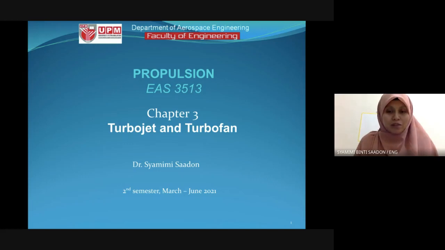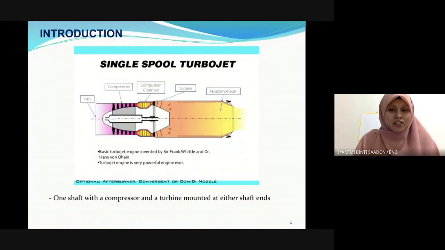Okay, so now chapter 3, we are still going to look into turbojet and turbofan engine, but more into detail of this engine, the process, etc. So this chapter is going to be about turbojet and turbofan engine. Okay, so introduction again. I have introduced to you before the turbojet engine, but in this chapter, I'm going to go into more detail. Okay, inshallah. First, turbojet engine, the most basic engine, the first one. So this is an example of a single spool turbojet engine.